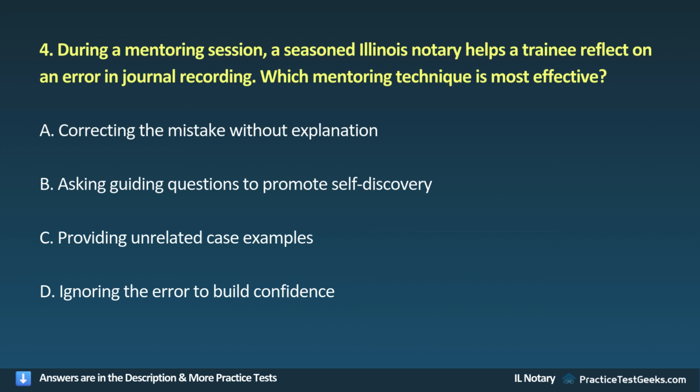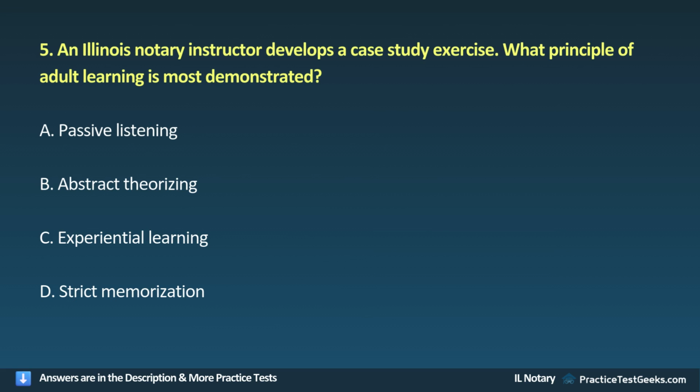A. Correcting the mistake without explanation. B. Asking guiding questions to promote self-discovery. C. Providing unrelated case examples. D. Ignoring the error to build confidence. 5. An Illinois notary instructor develops a case study exercise. What principle of adult learning is most demonstrated?